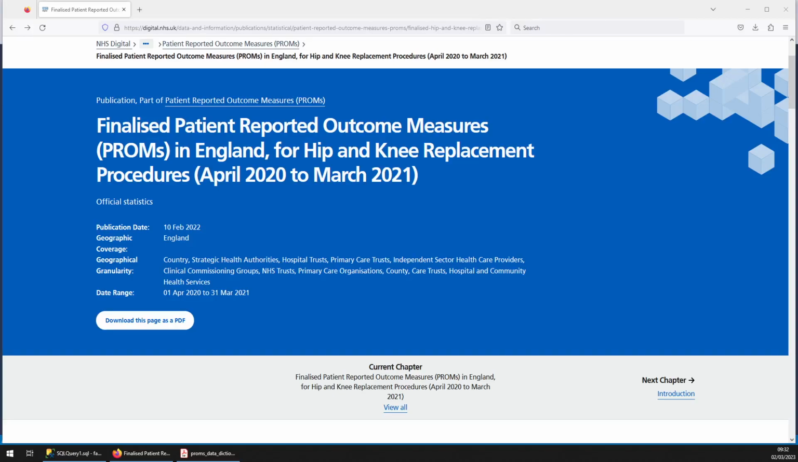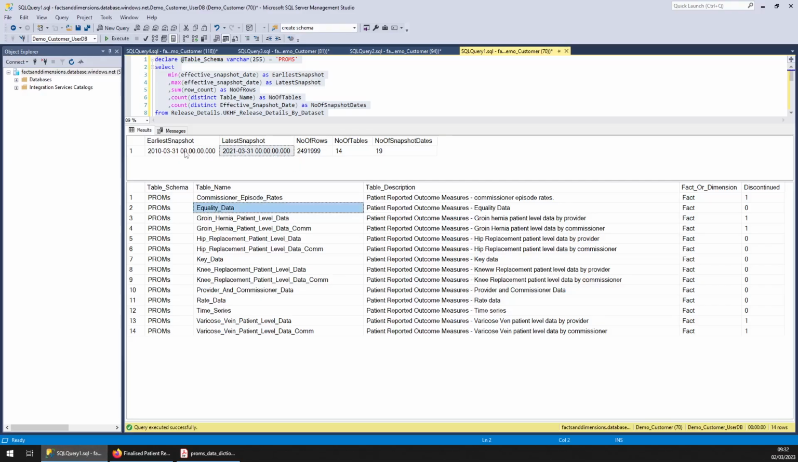This one we're covering patient-reported outcome measures. So let's have a look. We've got data going back to March 2010 up to March 2021, and new data going in as it comes out. So far 2.5 million rows of data, so it's pretty detailed.